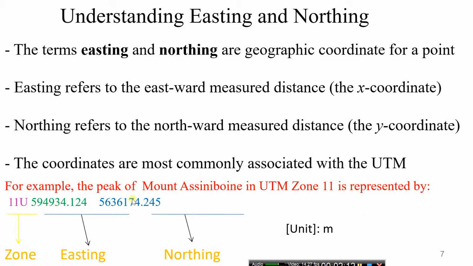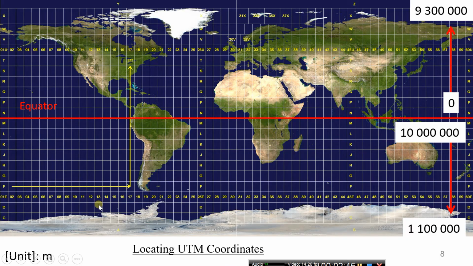Normally, they will write the coordinate of one location in this term: first zone, easting and northing. Easting refers to X coordinates and northing refers to Y coordinates. And we need to have a zone, because I will explain later. Maybe one location in two different countries has the same easting and northing, but they are located in different zones. Okay, and this is UTM coordinates.